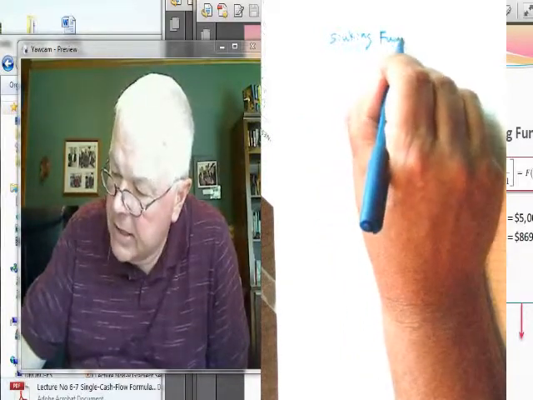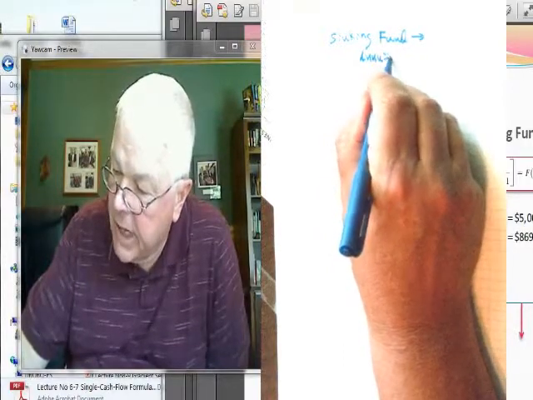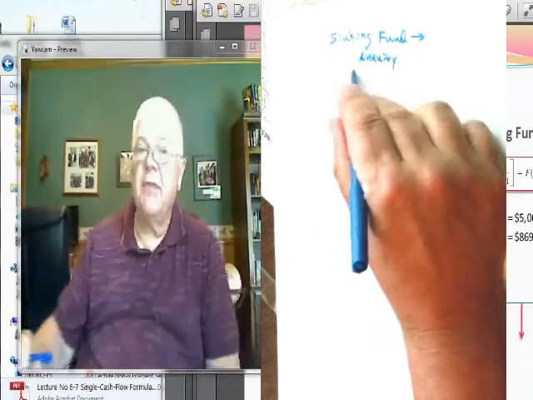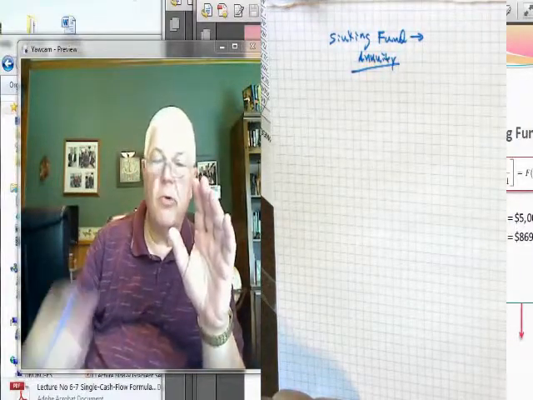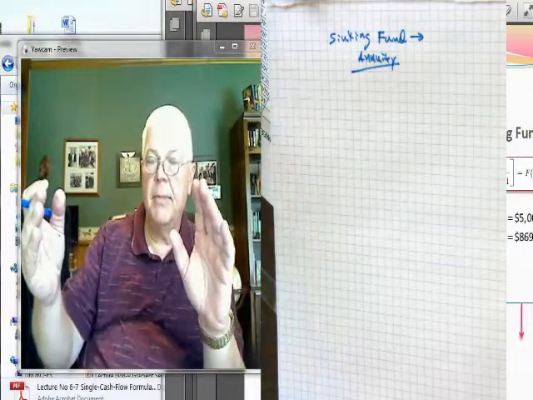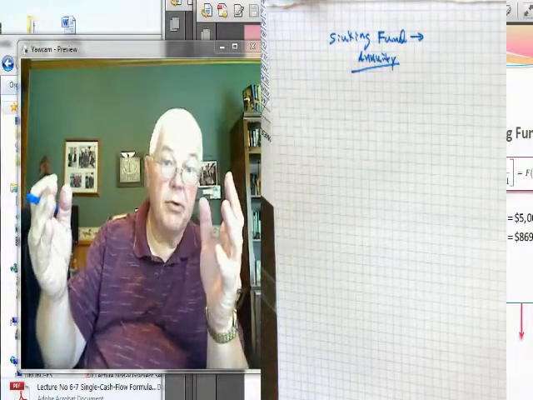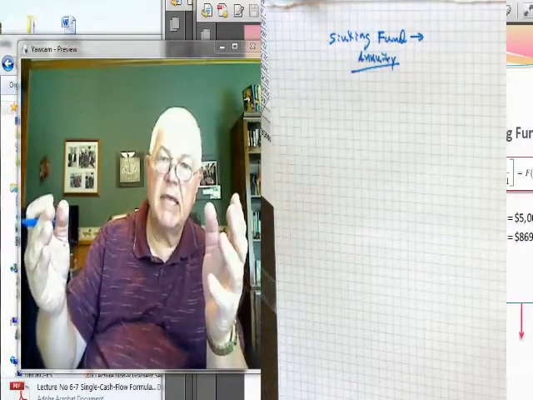Sinking fund. This is a special annuity. Remember, annuity, constant payment over time. It's called a sinking fund because the idea is I buy some equipment for $10,000. I'm going to buy another one to replace it. How much do I have to save every month or year? How much do I have to set aside to buy the replacement? And that's a sinking fund.